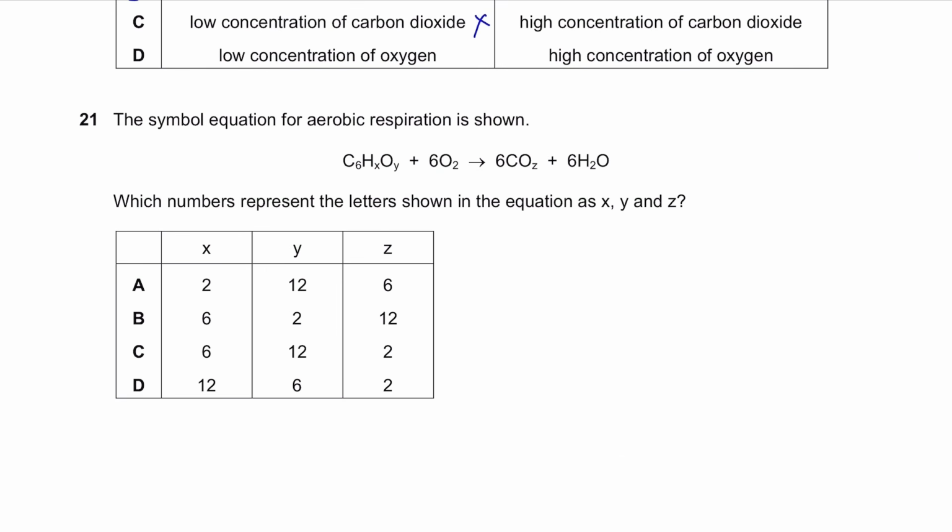Question 21. The symbol equation for aerobic respiration is shown. Which numbers represent the letters shown in the equation as X, Y, and Z? Alright, even if you don't know anything from biology, and even if you don't take IGCSE Biology, you need to know the equation of aerobic respiration. There's no way that you don't know this. C6H12O6 plus 6O2 gives 6CO2 plus 6H2O. That makes X 12, Y 6, Z 2. The answer is D.